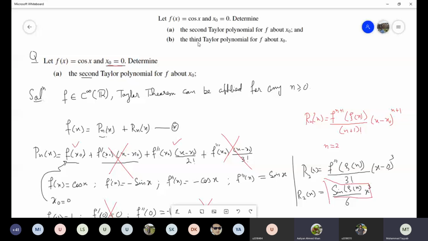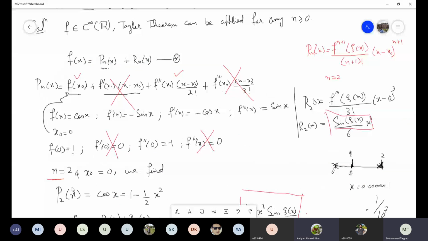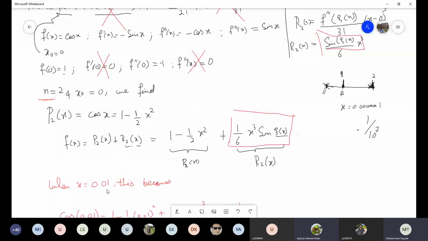So the conclusion is the approximation based on your initial guess. The initial guess was this 0.01, and also it depends on the number of polynomials that we are using. ठीक है?